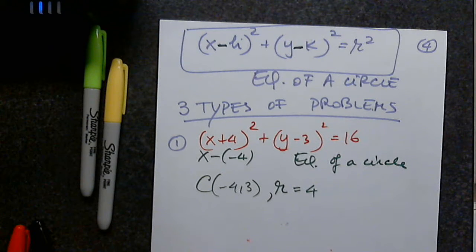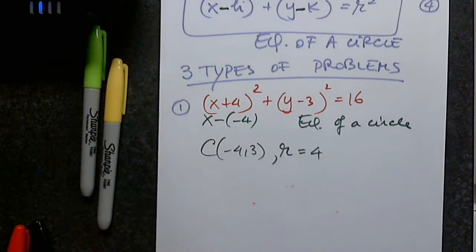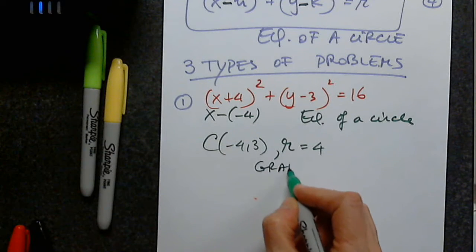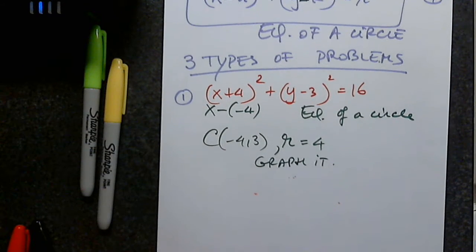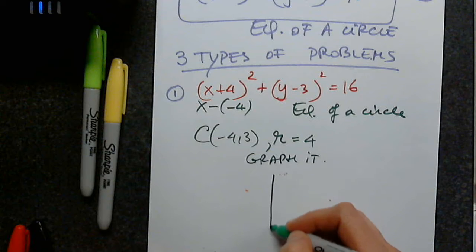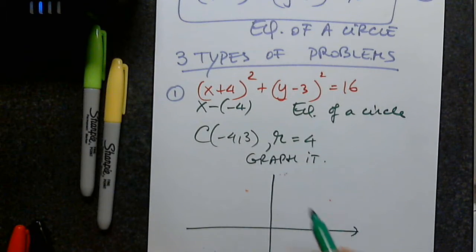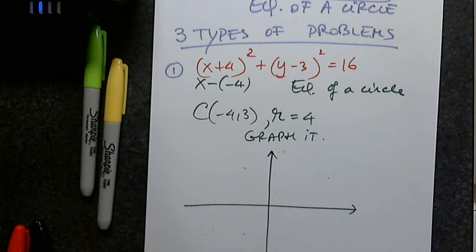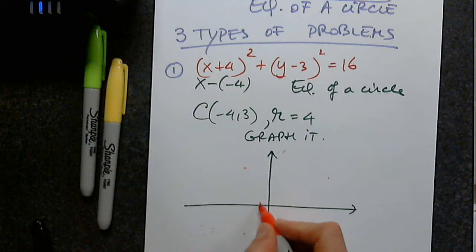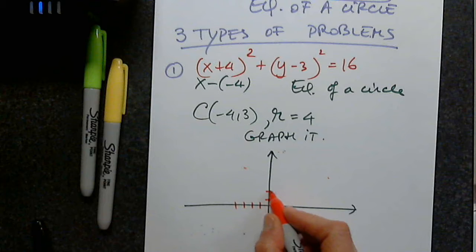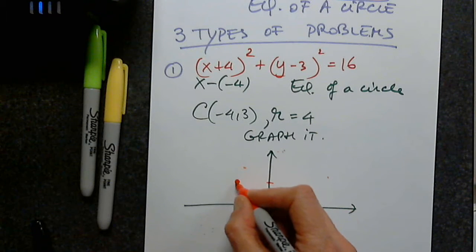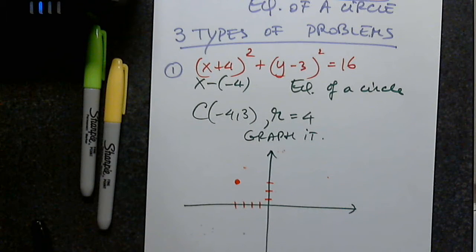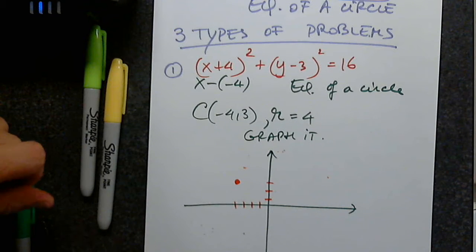It's working. Okay. Now I would like to graph it. I start with the center. And the center of this circle is at -4, 3. 1, 2, 3, 4, 1, 2, 3, right here. The radius is 4. So here's what I do.